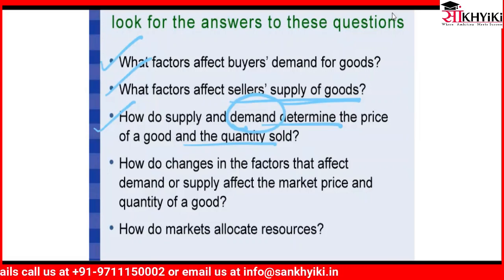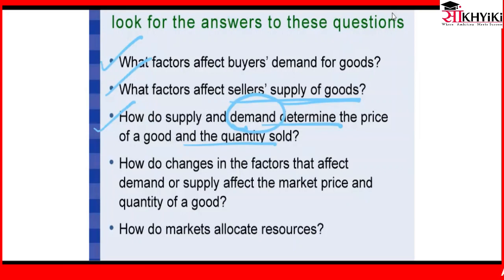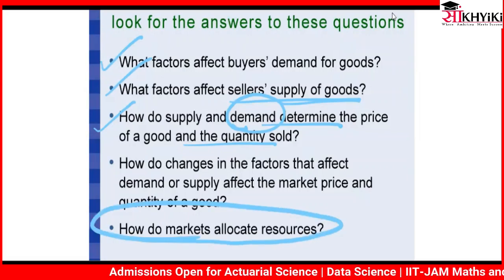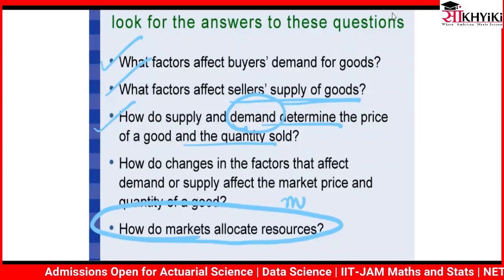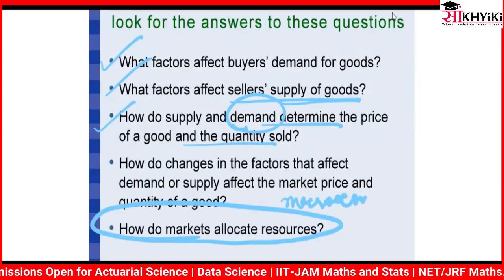So the question that then arises is, when my demand or my supply of a certain thing is affected due to certain factors, what happens in the economy in that case? What happens to the market price? What happens to the equilibrium quantity? And at last, we want to understand, how do markets allocate resources? Now, this last part that we're talking about here is actually a macroeconomic kind of thing.